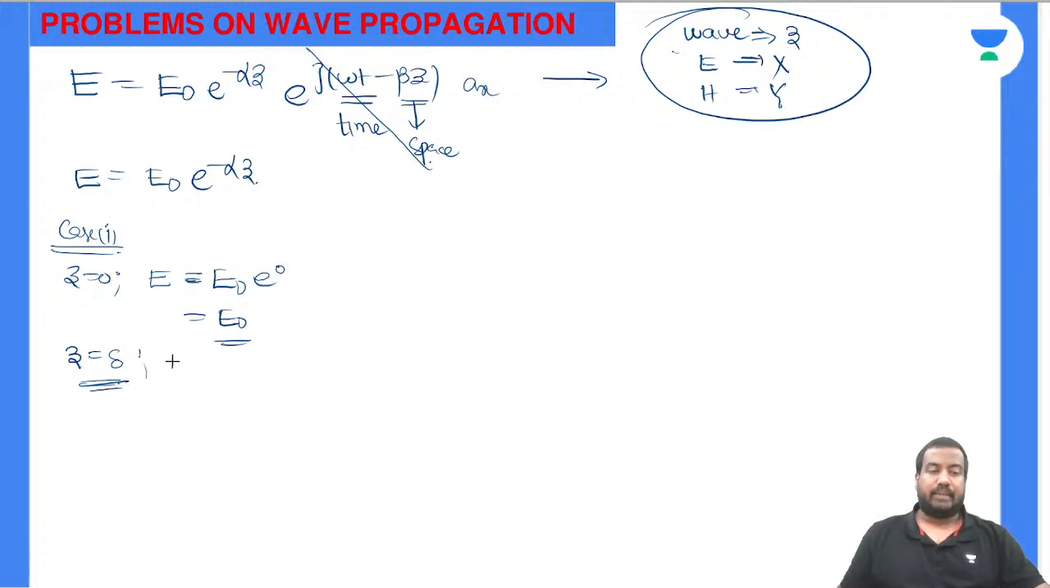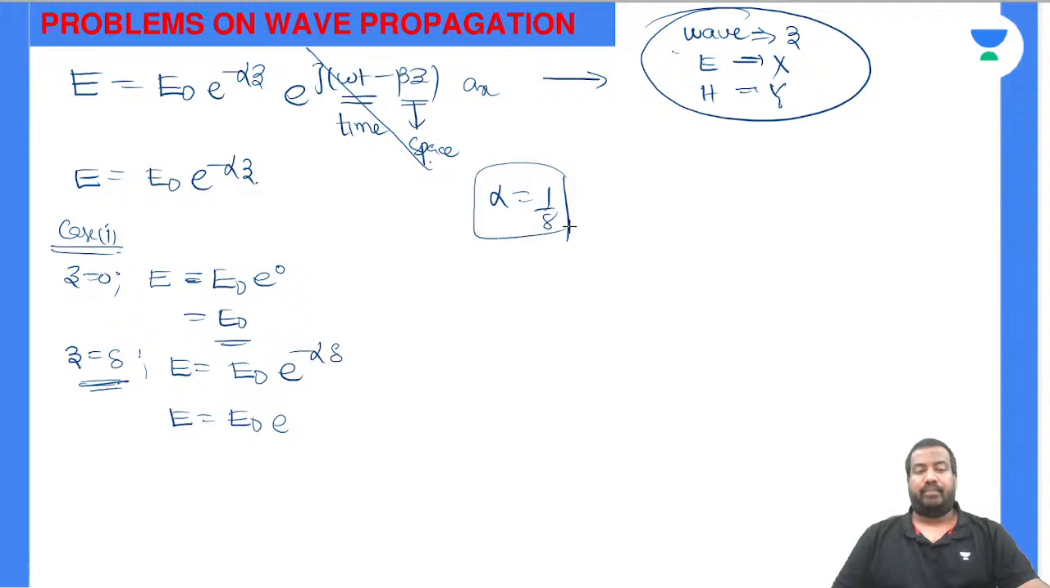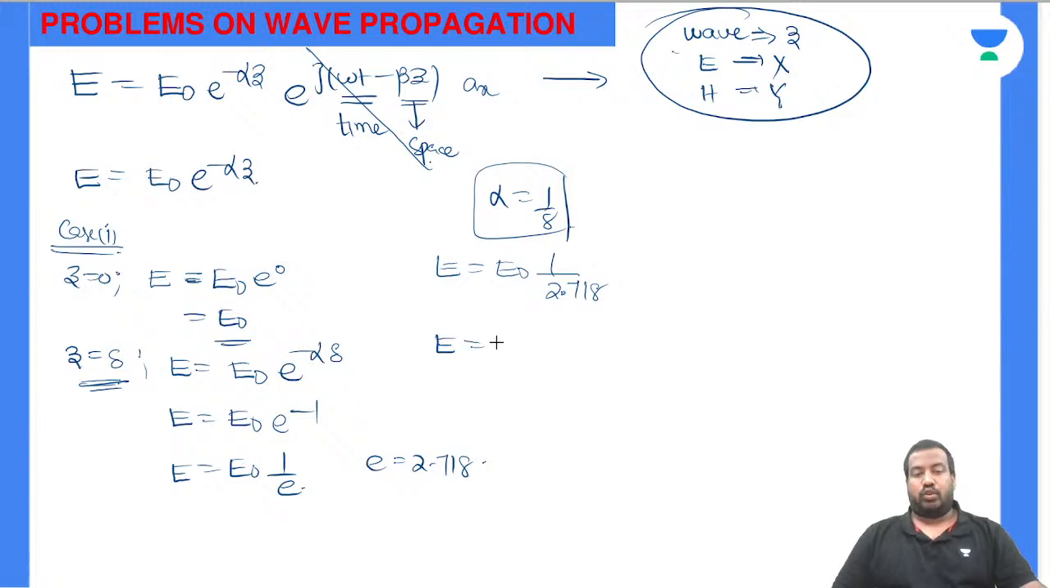Now what happens? E is equal to E naught into e power minus alpha z. Z is delta, substituting delta. E is equal to E naught into e power, alpha is 1 by delta, substituting e power minus 1. E is equal to E naught into 1 by e. e is 2.718. Therefore, E is equal to E naught into 1 by 2.718. This 1 by 2.718 is 0.368 of E naught.